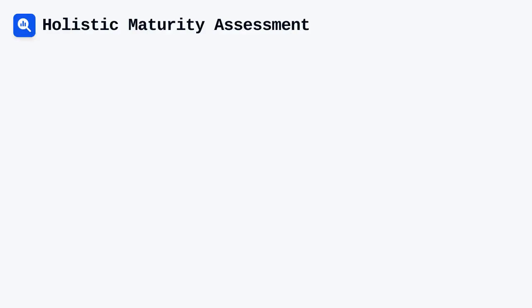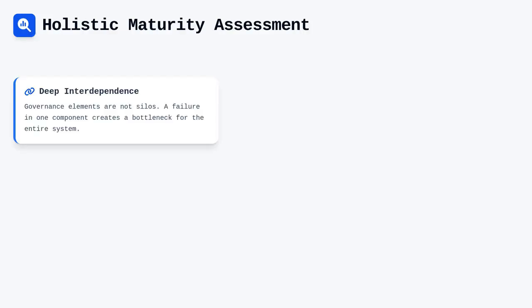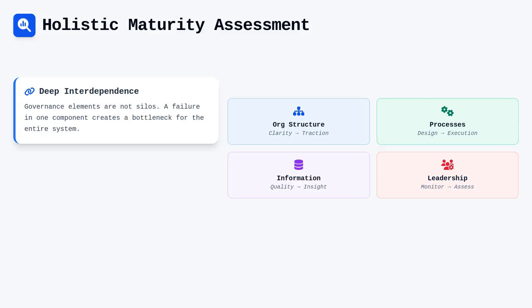Identifying weaknesses across these components is essential for a holistic maturity assessment because these elements are deeply interdependent. If an organizational structure lacks clarity, the processes that report into it will struggle to gain traction, regardless of how well those processes are designed. Similarly, when information items are of poor quality, the leadership cannot effectively exercise its monitor, evaluate, and assess responsibilities. By using a consistent performance management approach to evaluate all 7 components of the governance system, you gain a panoramic view of your enterprise's true capabilities.